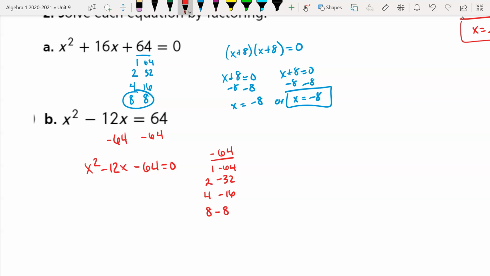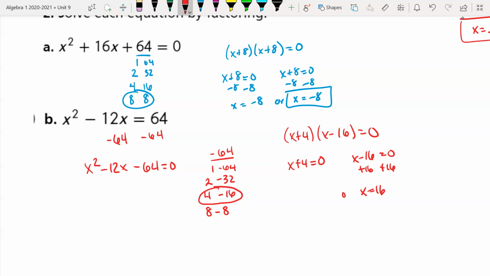So again, same thing. This time it's multiplying to a negative 64. It's got to add up to a negative 12. So that would be 4 and negative 16. So I would say x plus 4, x minus 16 equals 0. Set each one equal to 0. So I either get negative 4 or 16.